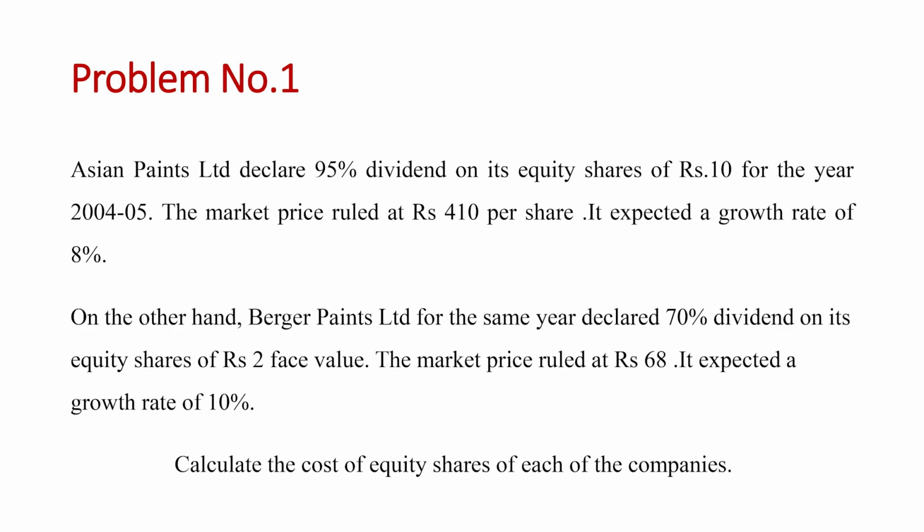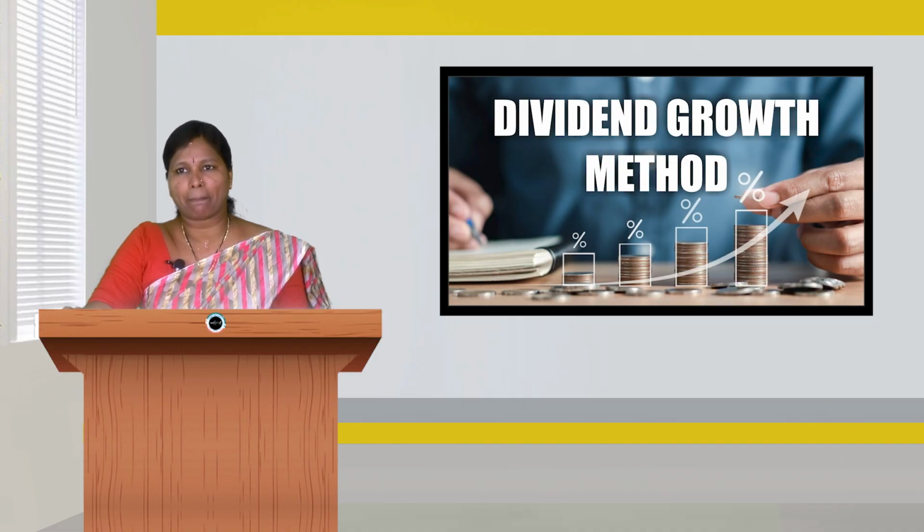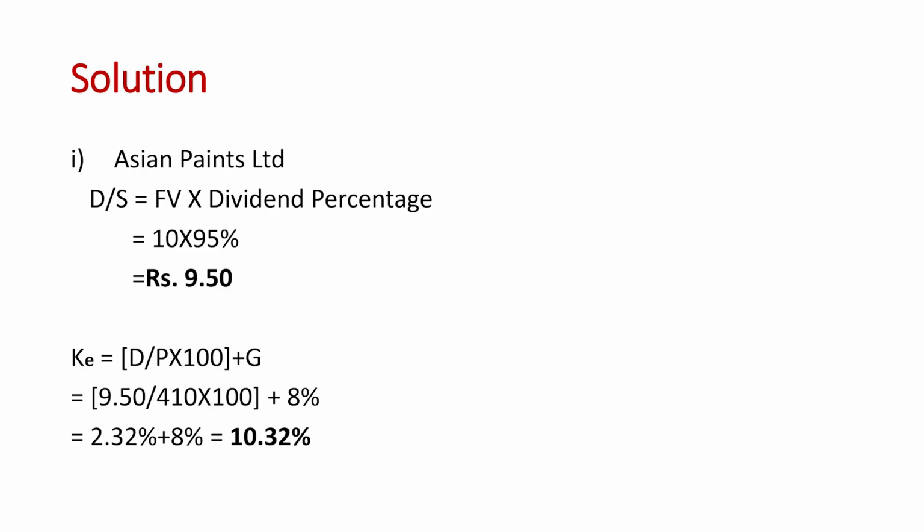Here they are given 2 different companies and they are given the information about the 2 different companies. What we should do? First, we should calculate the cost of equity under dividend growth method of Asian Paints Limited. Then we can calculate or find out the cost of equity capital under the dividend growth method of Burger Paints Limited. So, first I'll apply the formula to the Asian Paints Limited. What is the formula? KE is equal to D divided by P into 100 plus G.